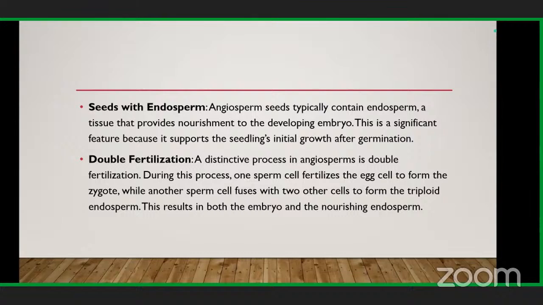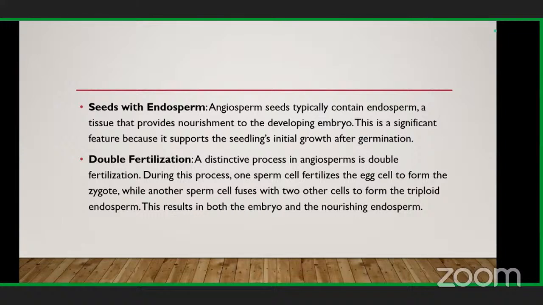Next is the double fertilization. I have told you a distinctive process in angiosperm is double fertilization. During this process, one sperm cell fertilizes the egg cell to form the zygote, while another sperm cell fuses with two other cells to form the triploid endosperm. This results in both the embryo and the nourishing endosperm. So this is the process of double fertilization, where one sperm cell fertilizes the egg cell to form the zygote, while the other sperm cell fuses with two other cells, that is the polar nuclei, to form the triploid endosperm.